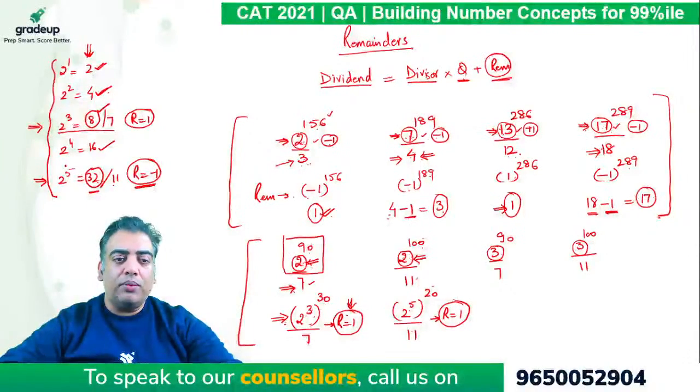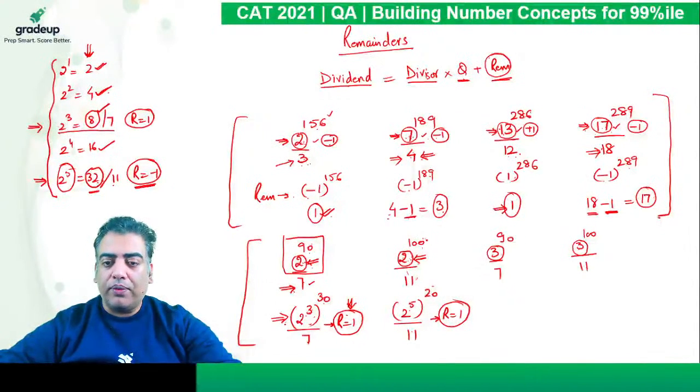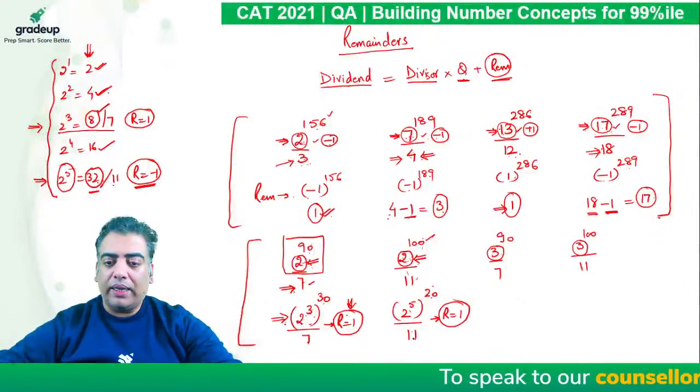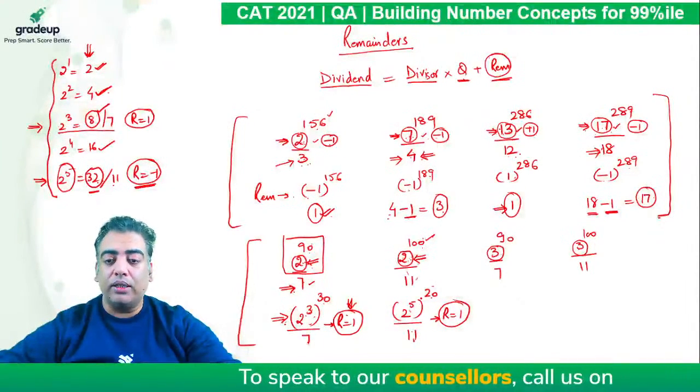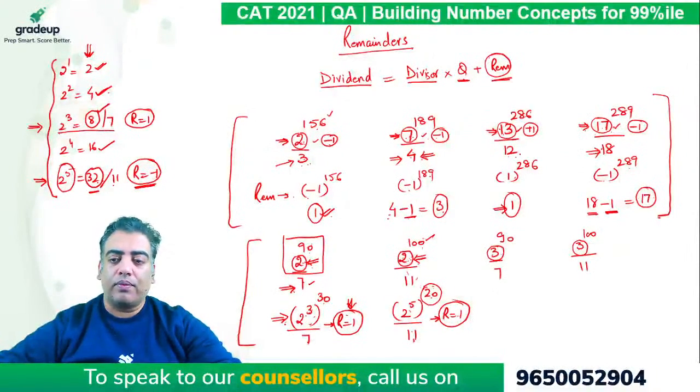Which means now my job is to raise the power of 2 to 5. So when you go for 2 raised to power 5, the power gets divided by 5, which makes it 20. 32 divided by 11, remainder is -1. But because the power is even, -1 raised to an even power results in +1.